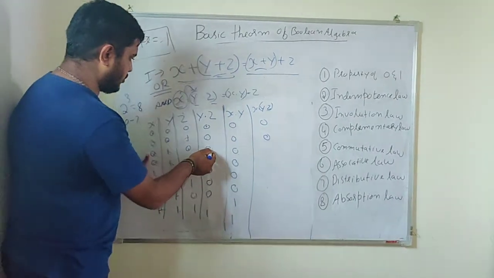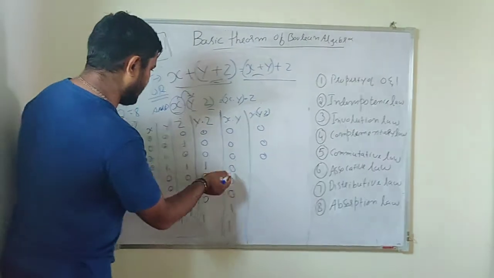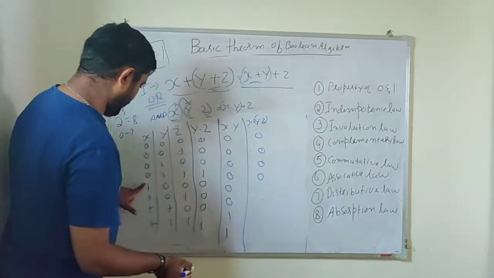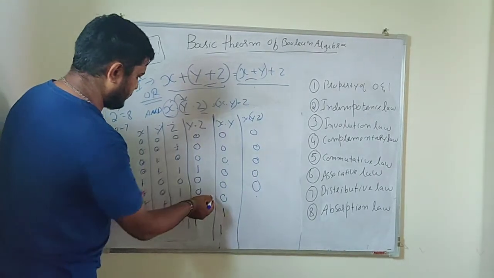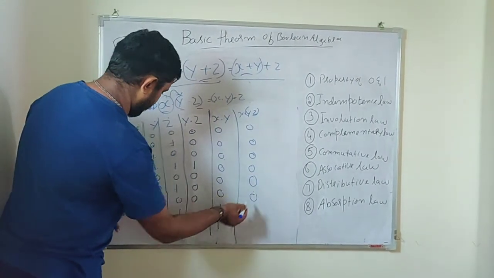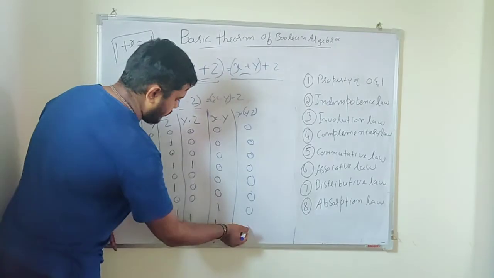0 0 is 0. 0 1 is 0. 1 0 is 0. 1 0 is 0. 1 0 is 0. 1 1 is 1.